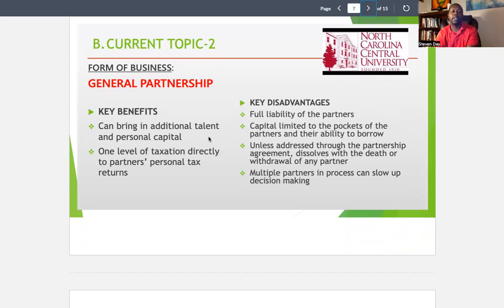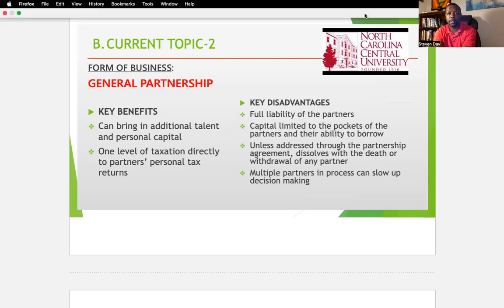Second, one level of taxation directly to the partners' personal tax return. Some of the disadvantages are full liability of the partners. Multiple partners in the process can slow up the decision making. You might have some disagreements and you might have to work those things out. Also, capital is limited to the pockets of the partners and their ability to borrow. So those are some of the disadvantages.